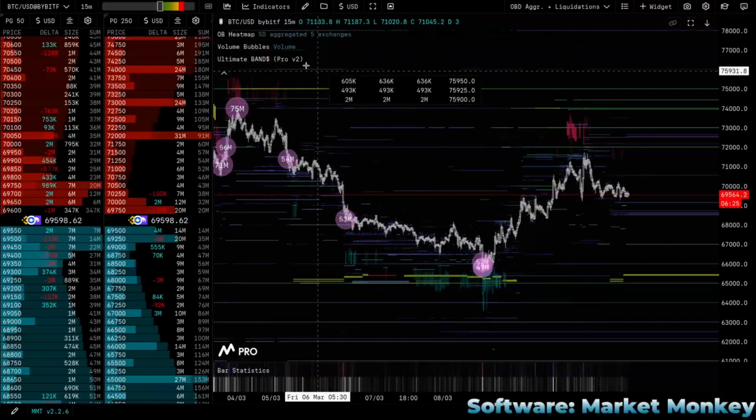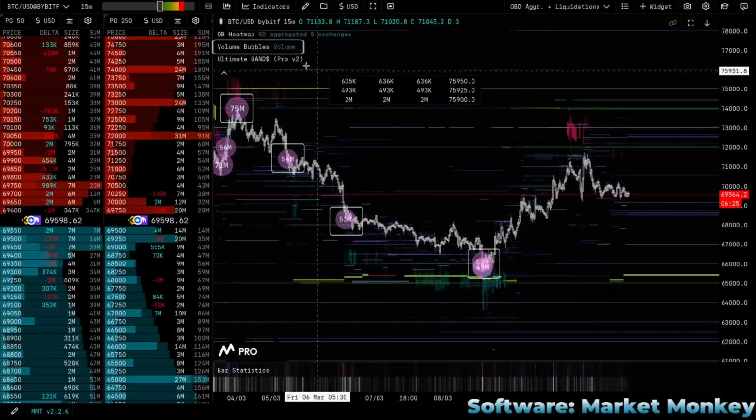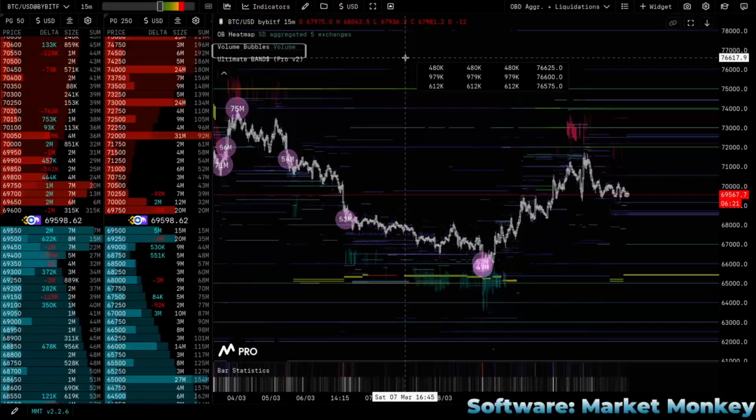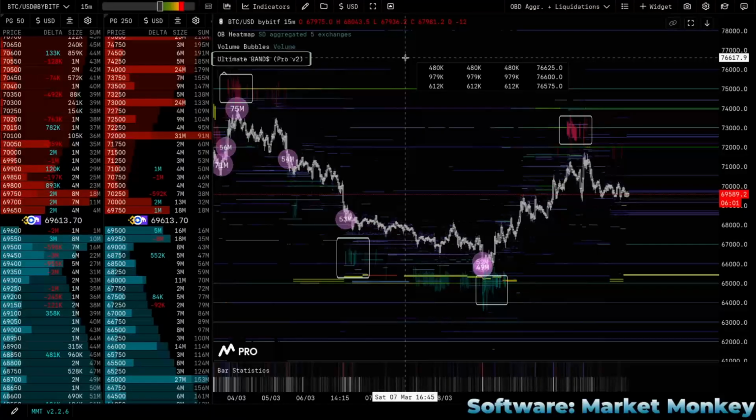First of all, the indicators that I'm using is the order book heatmap, which is very useful to visualize resting liquidity on chart. Then I'm using volume bubbles so I can identify areas where big transactions have occurred. And lastly, I'm using a custom indicator that I've made myself called Ultimate Bands, which aggregates major spot exchanges and draws their aggregated depth on the chart.